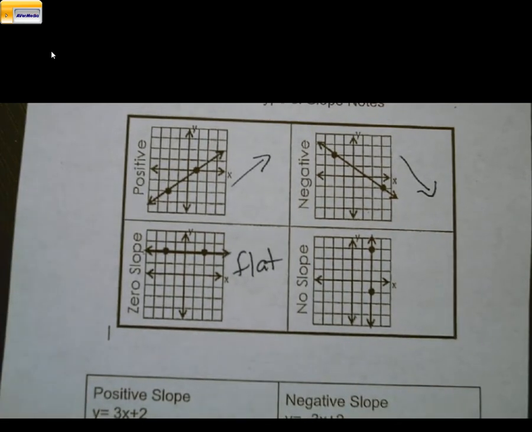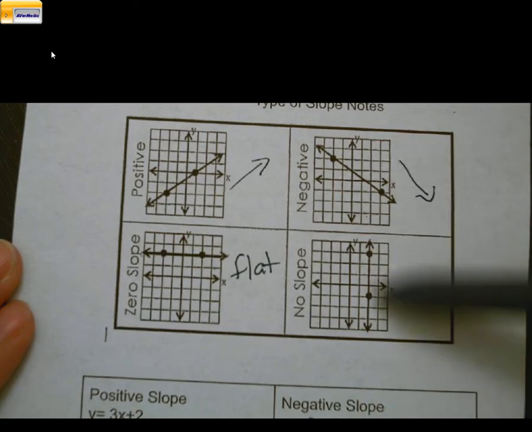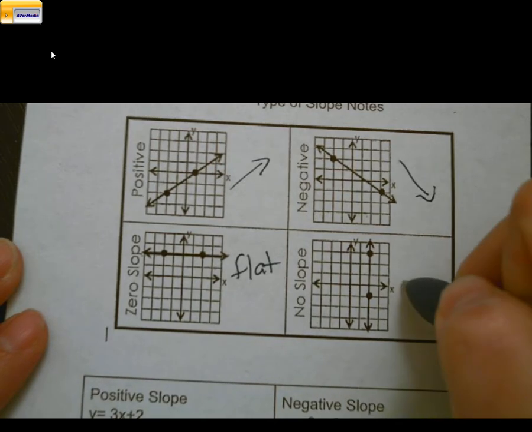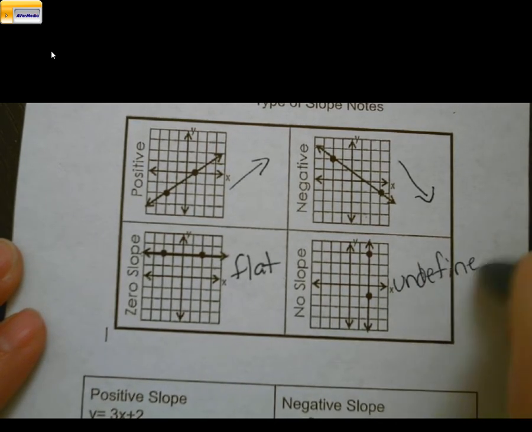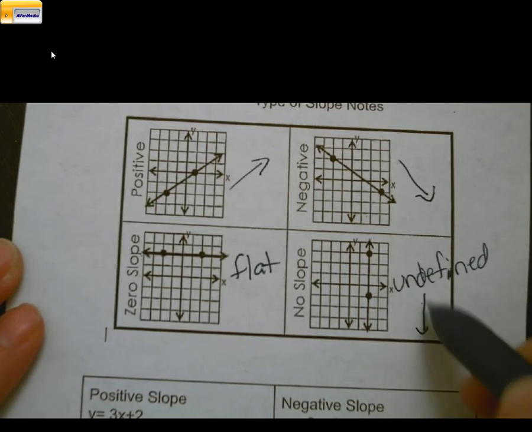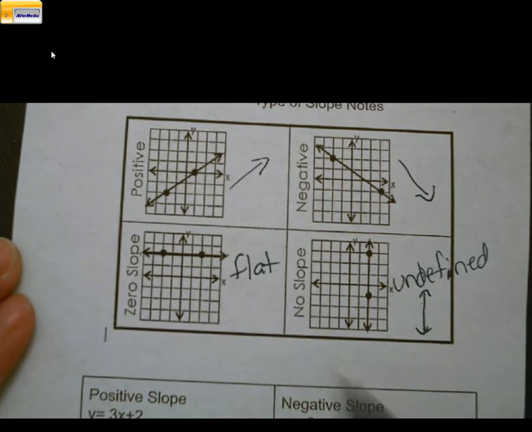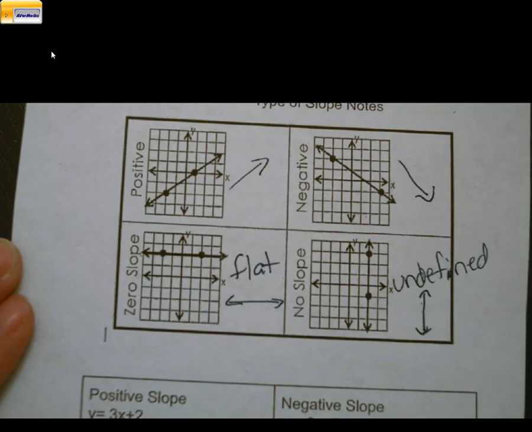No slope is when I have a line that is vertical like this. It's going straight up and down. Anytime it's like that, it's called undefined. So anytime it's going straight up and down, that is an undefined slope. Straight across flat, zero slope, going upwards, positive, downwards, negative.